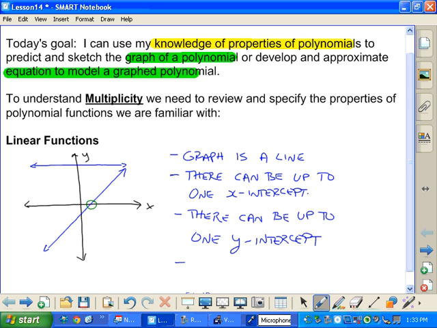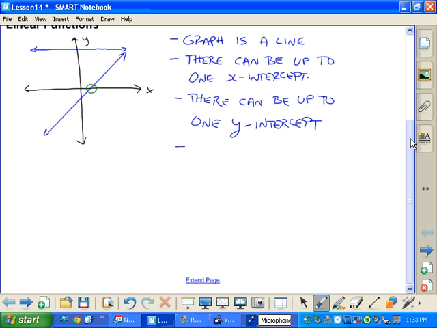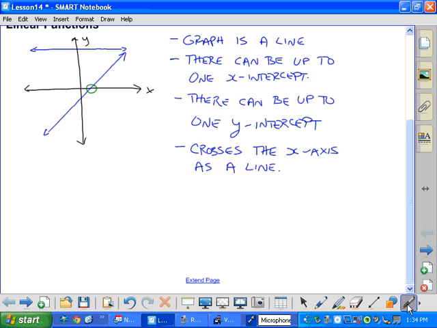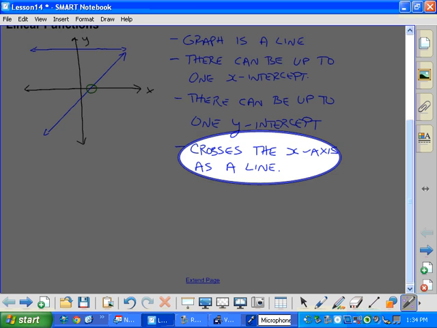And the only other point, and you're going to think this sounds silly at this point in time, the last point I want to make is that it crosses the x-axis as a line. And I'm stating the obvious again because I said the graph is a line and it crosses the x-axis as a line. And there's a reason for that, and you'll see it as we move on, okay? But at this point, just looking at how it crosses the x-axis, that point is going to make a lot more sense when we get into the other functions.